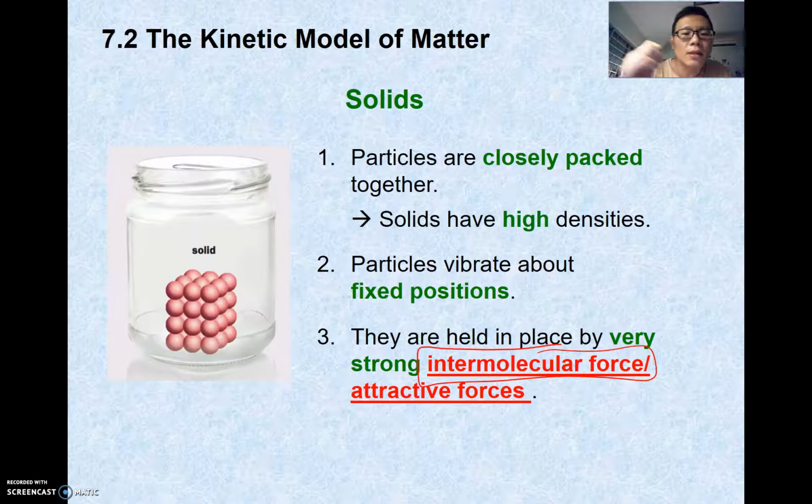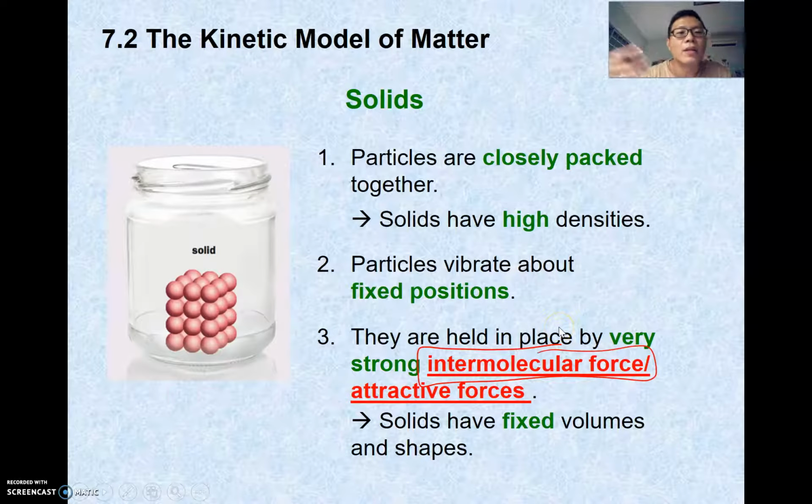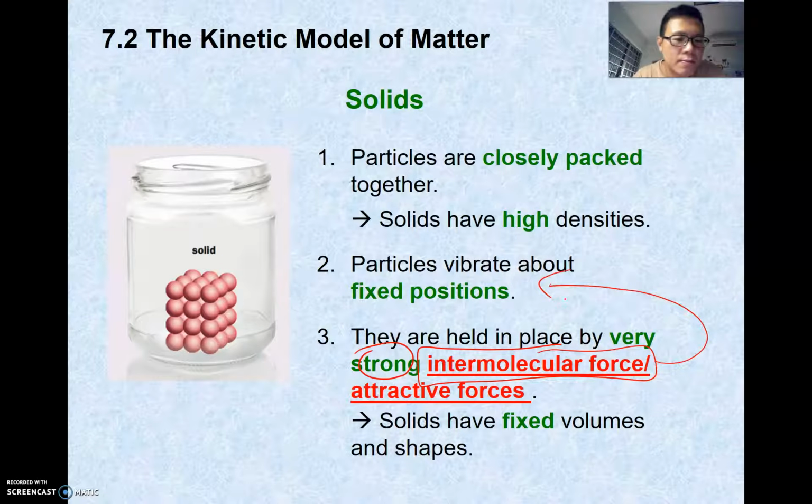It's the strong intermolecular forces that give rise to the properties of solids, and even liquid and gas. For example, because I have very strong intermolecular forces, the particles are held together at fixed positions. And because they are held together at fixed positions, the volume of the solid is fixed, and it has a fixed shape.